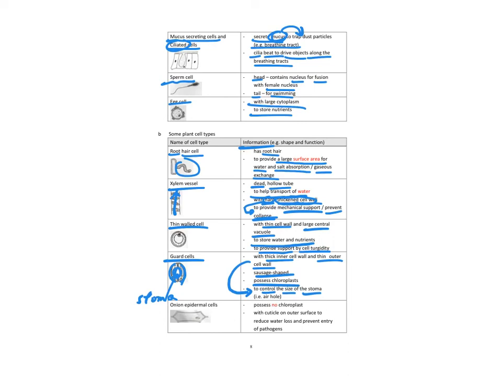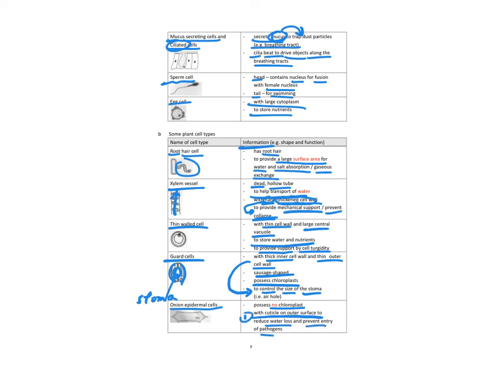Lastly, I would like to introduce you to the onion's epidermal cell. That means the surface cell, the outermost cell of the onion tissue. It possesses no chloroplast, as you have already seen in Form 1. When you look through the microscope, you will see the onion epidermal cell. It has a cuticle on the outer surface to reduce water loss and also to prevent entry of pathogens.